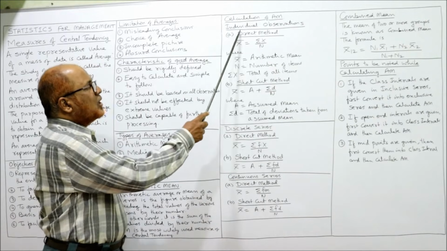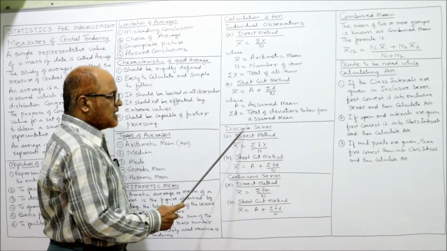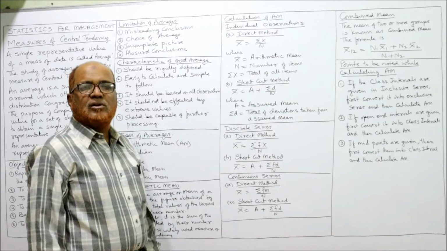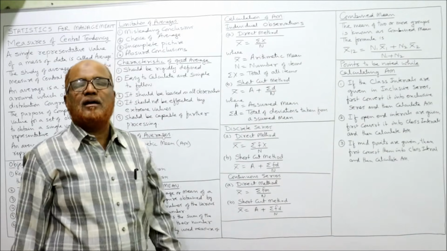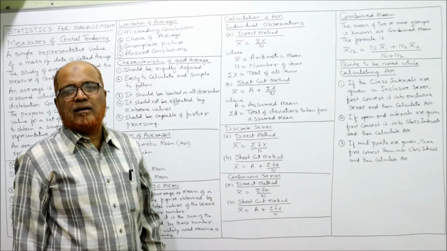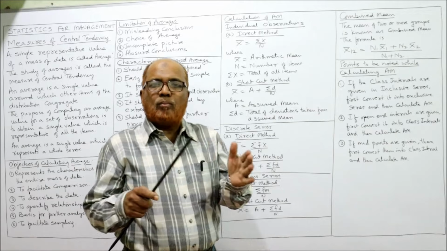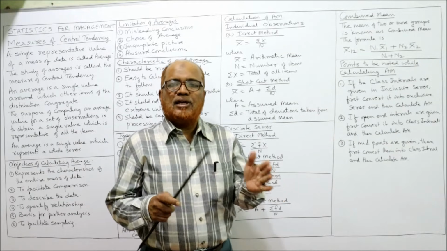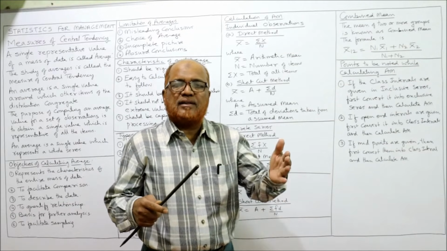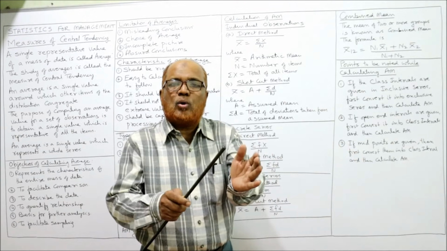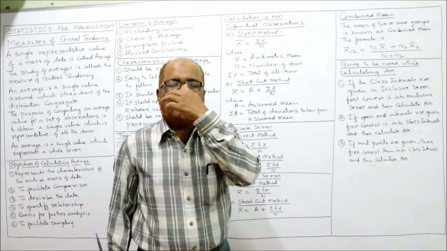So for individual observations, discrete series, continuous series, these are the formulas we have to apply to calculate arithmetic mean. Now combined mean. If two or more groups are there, we can combine the groups and calculate the combined mean.